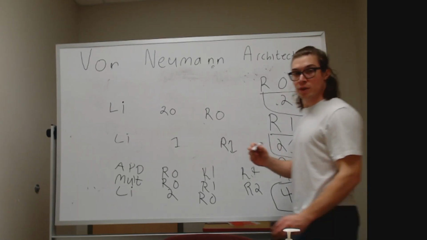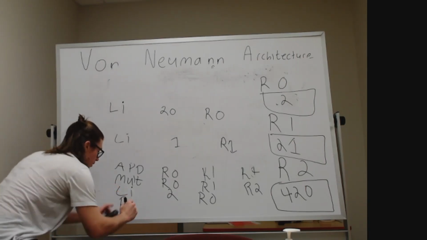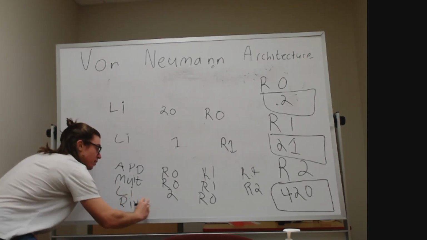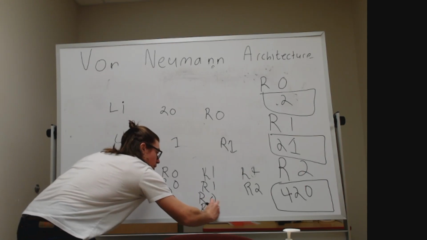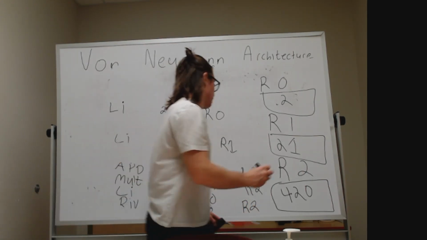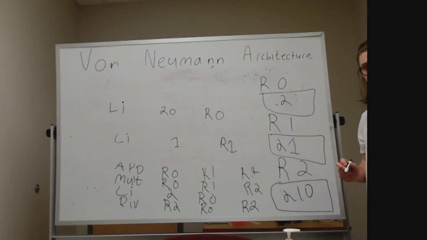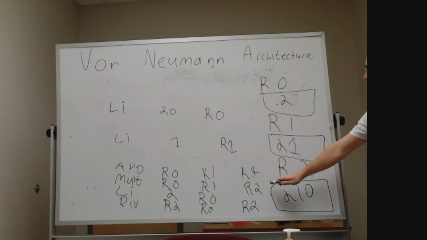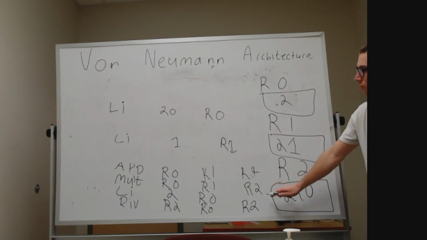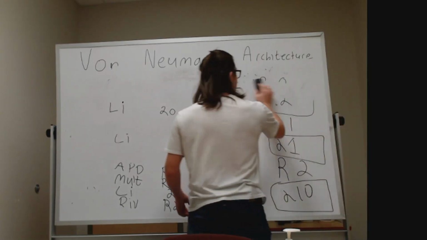And now all we have to do is divide register 2 by register 0. So div, we're running out of space here, div register 2 by register 0, store the result in register 2. Why not? So we end up with 210. All right? And I may have messed up the math somewhere, but there we go. These 6 instructions make up our program for summing the numbers from 1 to 20.